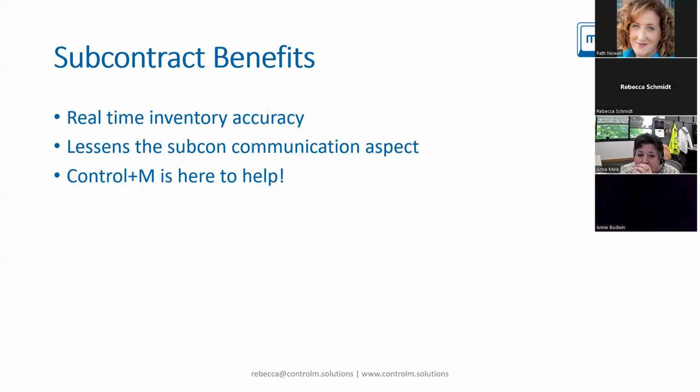One of the top reasons to use the subcontract module in Plex is to get real-time inventory accuracy. We have heard from many customers they spend so much time on the phone with subcontractors asking what parts are where, how many parts are where, and that this can be an incredibly frustrating process and very time-consuming. So within Plex, inventory is going to show you exactly where those parts are, what part numbers, and what quantities. So if you are ready to implement any outside processing like subcontract, the Control+M team is here to help.